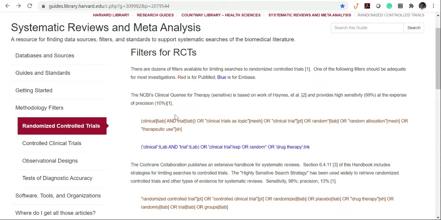Precision, meaning how specific is our search going to be. So a 10% precision, meaning 90% of the articles that we will find using this method will not be randomized control trials. So there will be a lot of other studies that will be included, but we are very confident that we have included almost all the randomized control trials. So for this method, they have these search words: a clinical trial or clinical trials as topic, clinical trials. This is like the algorithm that we can use to do this search.